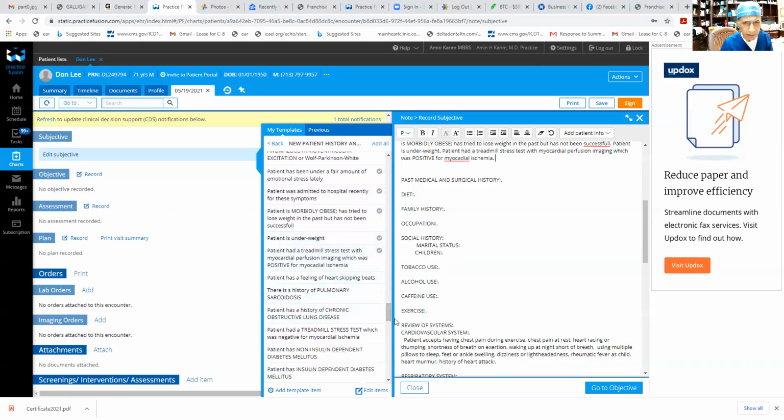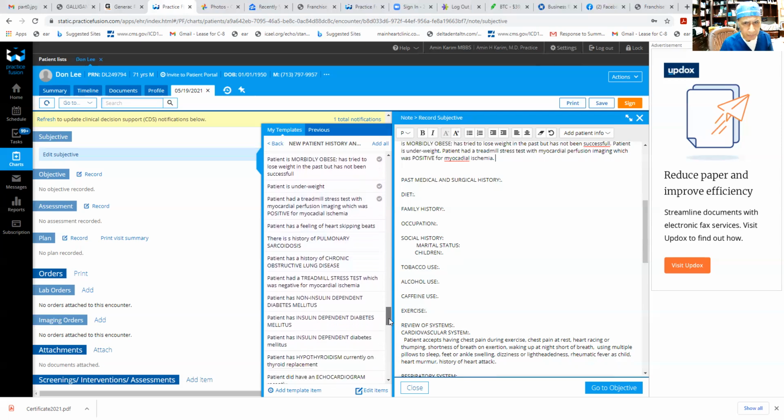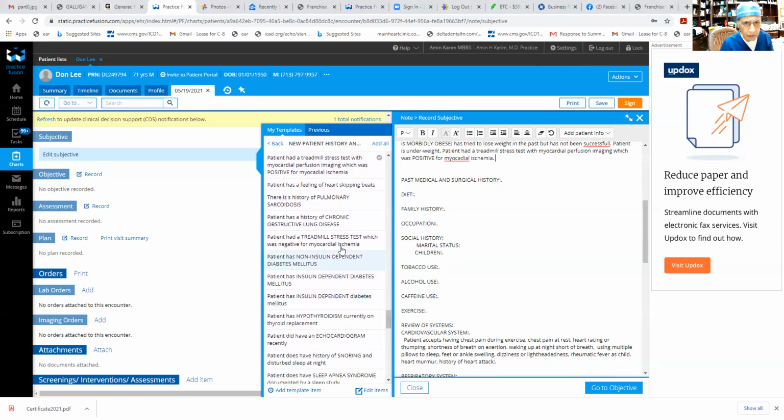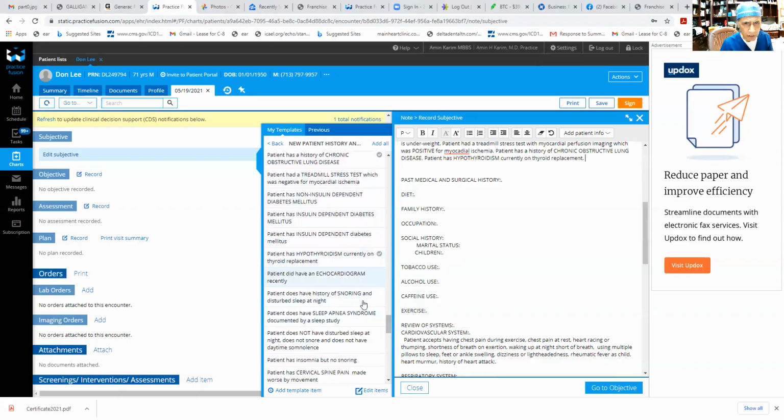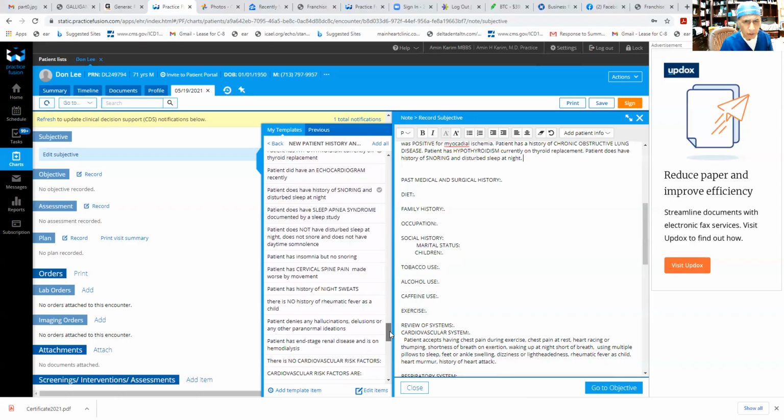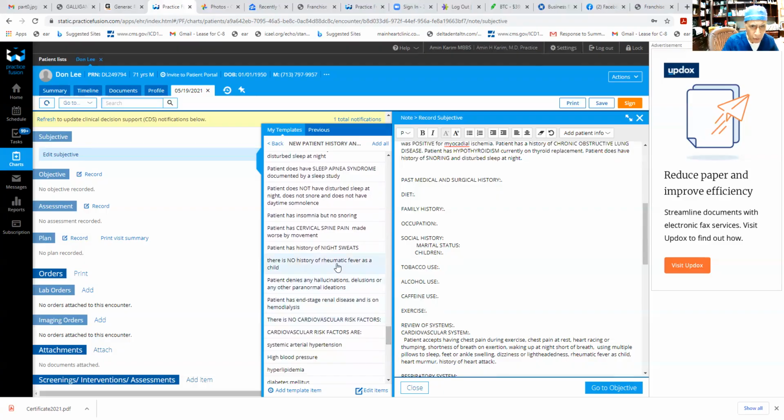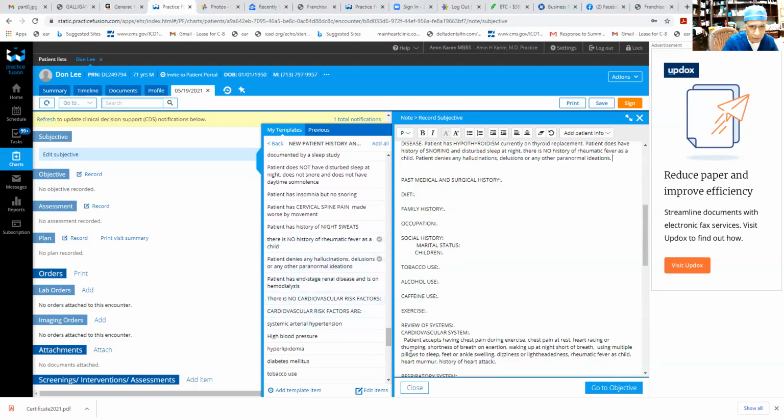A patient has had a stress test, history of chronic obstructive lung disease, patient has hypothyroidism, and history of snoring. All these things you can also quickly look at the questionnaire and figure out. No history of rheumatic fever as a child. You know, denies any hallucination.